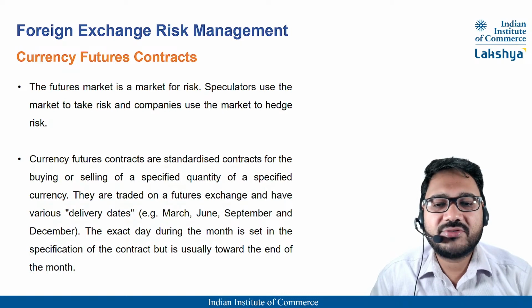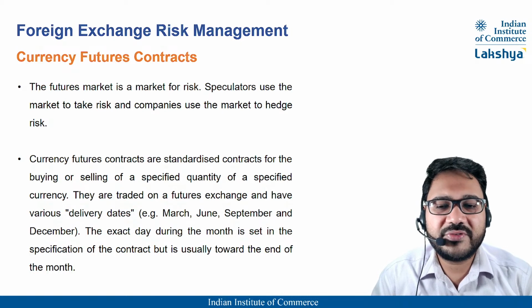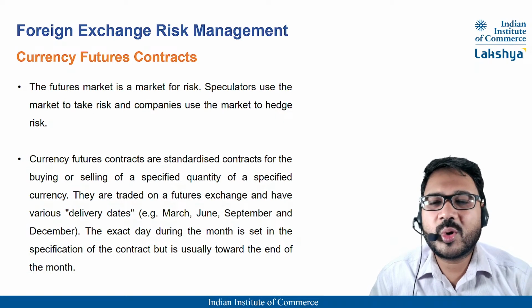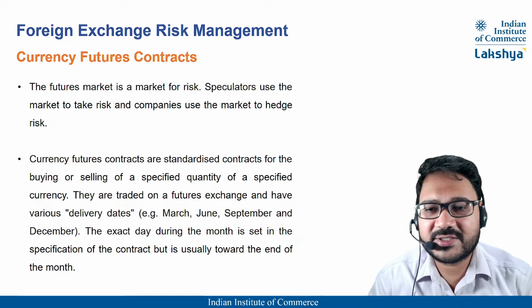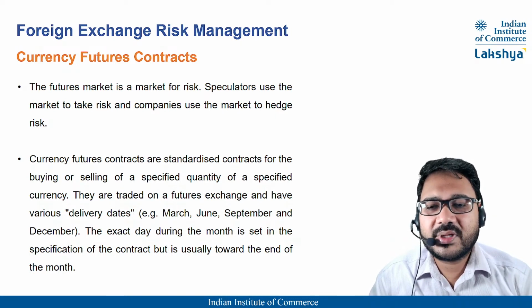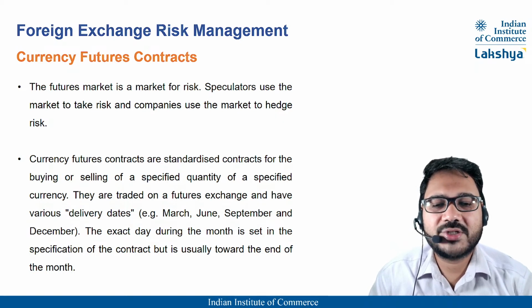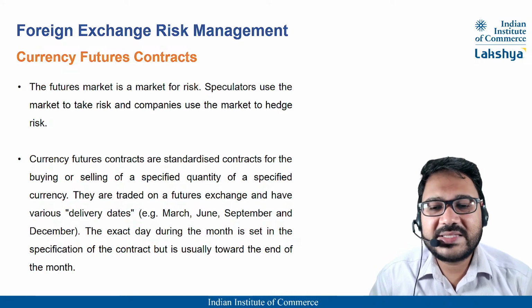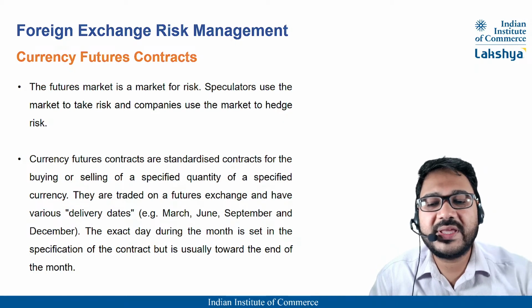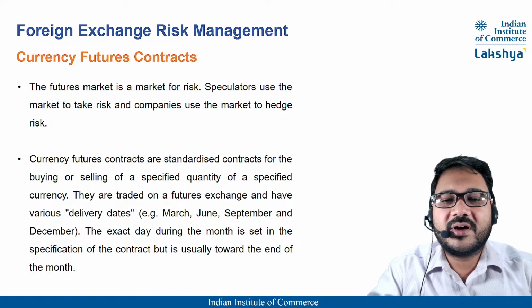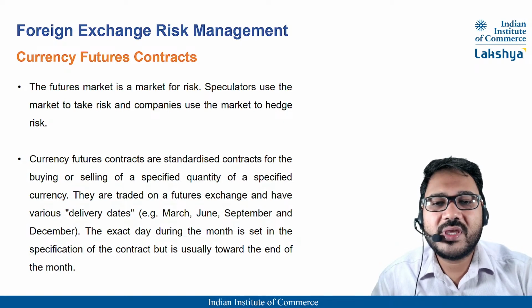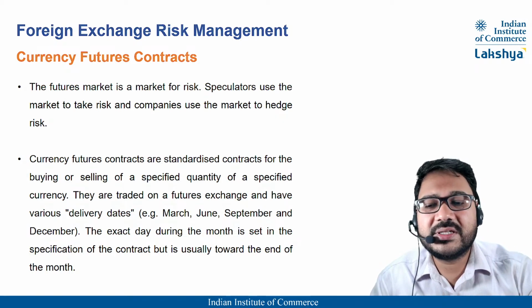The currency futures contracts are standardized contracts for buying or selling a specified quantity of a specified currency. They are traded on a futures exchange and have various delivery dates, usually quarterly expiry, but in many countries you get even monthly or even weekly expiry. Here we are going to assume quarterly expiry, so March, June, September, and December. The exact date during the month is set in the specification of the contract, but it's usually towards the end of the month. So when they say it's going to expire in September, we mean the end of September, that is 30th of September.